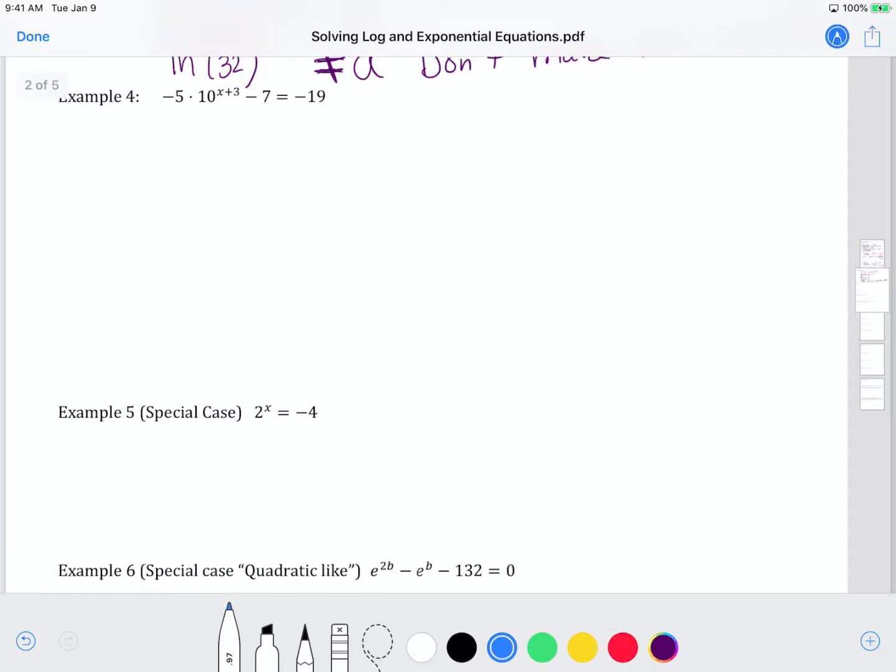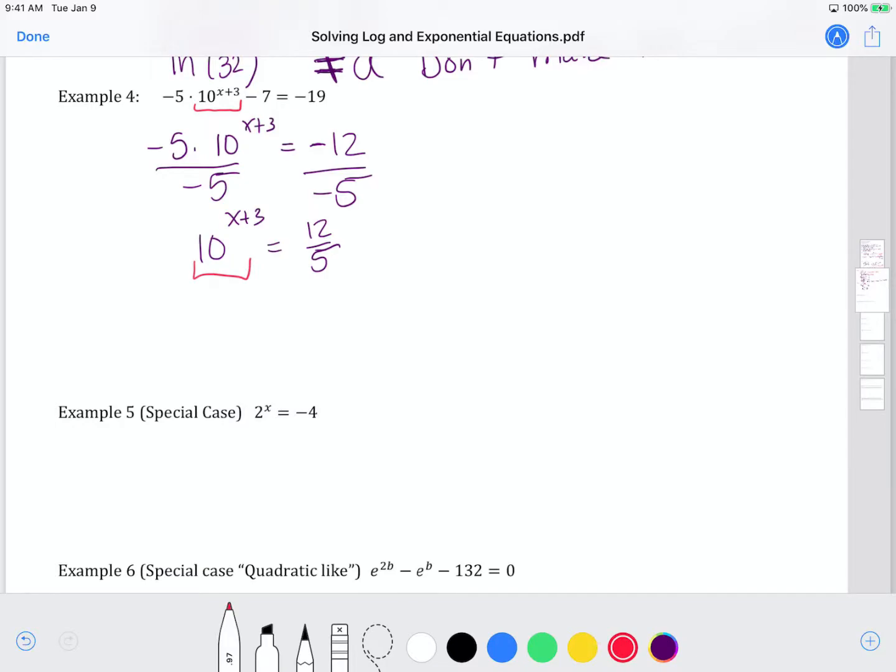Okay, next example, here's my exponential part right here. It's the base with the exponent that has a variable in it. So I want to isolate that 10 to the x plus 3 first. So I'm going to add 7 to both sides, which would give me a negative 12. And then I'm going to divide both sides by negative 5. So now I'm left with 10 to the x plus 3 is equal to 12 over 5.